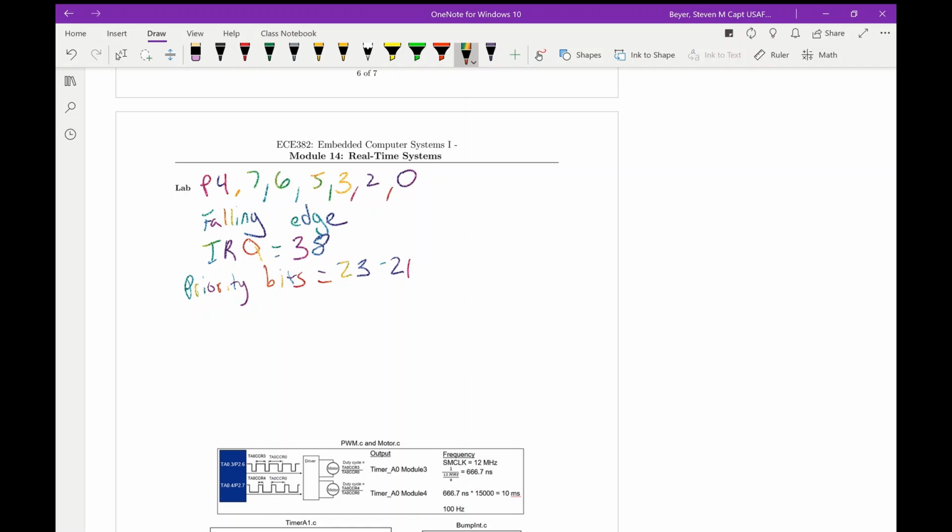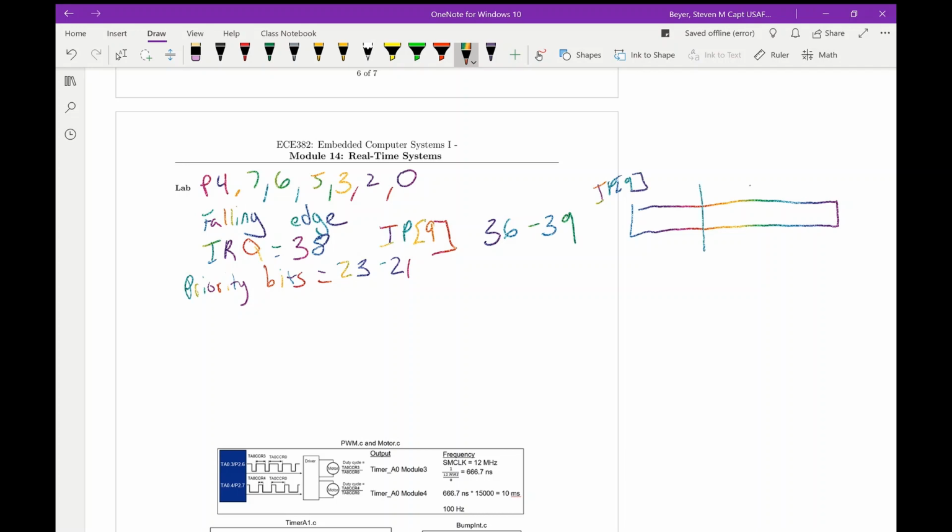So we're going to be using IP9, which handles interrupts 36 through 39. So 38 is obviously going to be the second most significant byte. If we take a look at IP9, broken up into 4 bytes, this is where we're going to have to clear right here. So this is 38, 39, 37, 36.